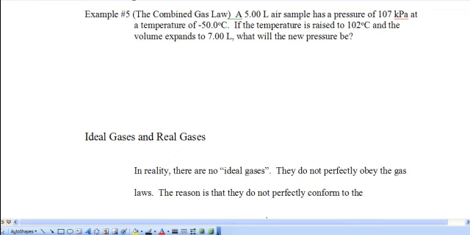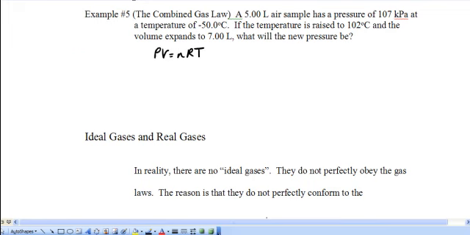Okay, so example number 5 simply says a 5-liter air sample has a pressure of 107 kilopascals at a temperature of negative 50 degrees Celsius. If the temperature is raised to 102 degrees Celsius and the volume expands to 7.00 liters, what will the new pressure be? Alright, so once again, you start off with your equation, PV equals nRT.